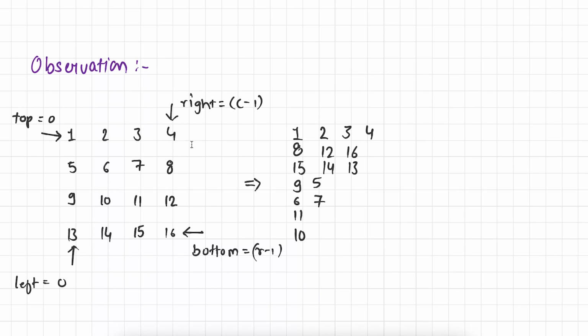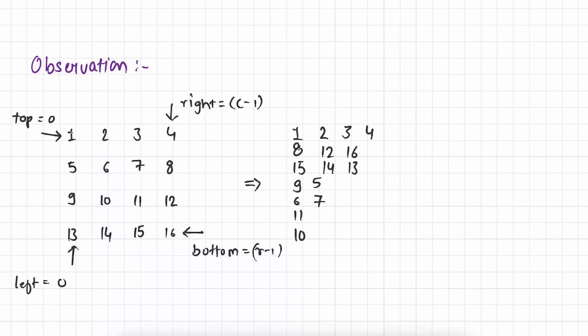To store these 3 pieces of information, we need 3 variables. Let's call them top, right and left, and initialize them with top equal to 0, which indicates that we are traversing the top row, and right equal to c minus 1. And what is c? c is equal to the number of columns. Here we have 4 columns, so the value of right is c minus 1, that is 3. And the value of left is 0. This tells us that we are traversing the top row from left to right.